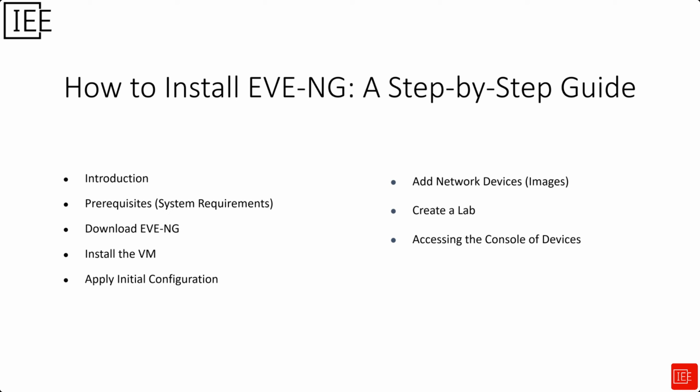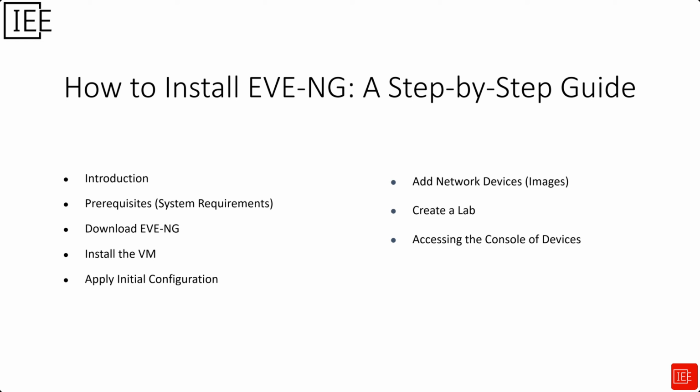I will discuss the minimum hardware to run EVE-NG. I will also walk you through the steps on how you can download the tool and install it step by step. We will then apply some initial configurations and I will show you how you can add network device images such as Cisco, Fortinet, and Juniper. Finally, we will create a quick lab together and try to access the console of the device and run some commands.